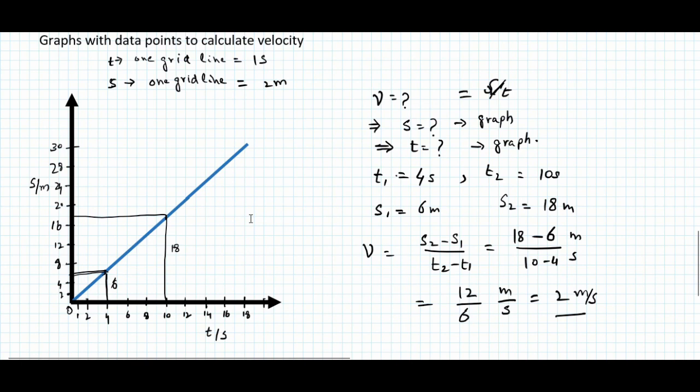According to the formula, velocity is equal to S2 minus S1 over T2 minus T1. That is equal to 18 minus 6 over 10 minus 4, so we get 12 over 6 meters per second. Velocity will be equal to 2 meters per second. From here we calculate the velocity of the moving object as 2 meters per second.